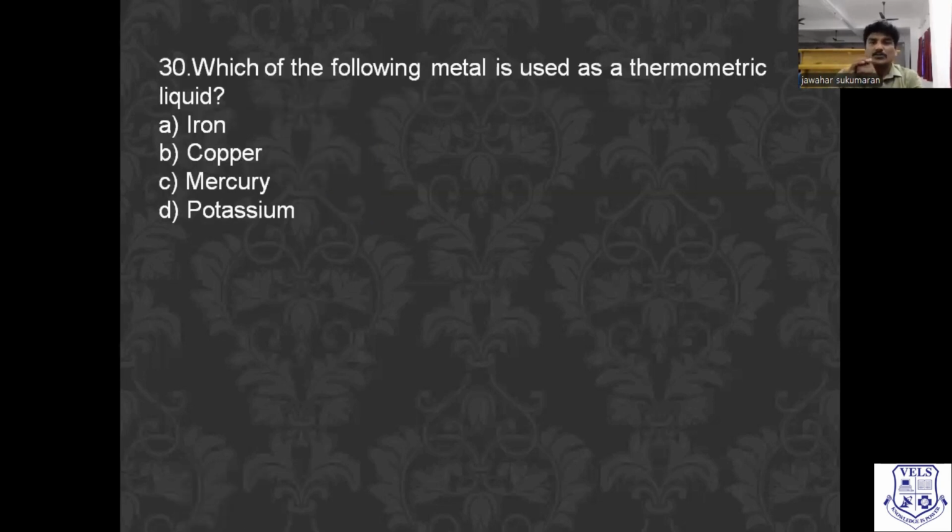Which of the following metals is used as a thermometric liquid? A. Iron, B. Copper, C. Mercury, D. Potassium. Yes, C is the correct answer. Mercury, atomic number 80, symbol Hg, is the only liquid metal at room temperature. It has a high coefficient of expansion and a high boiling point. It helps us identify even the slightest change in temperature of the surroundings. Okay. Mercury, symbol Hg, atomic number 80.